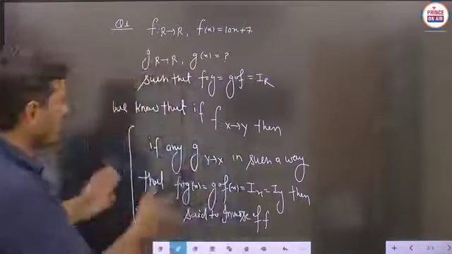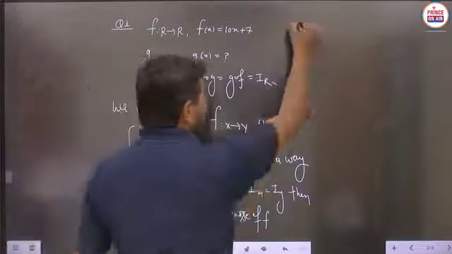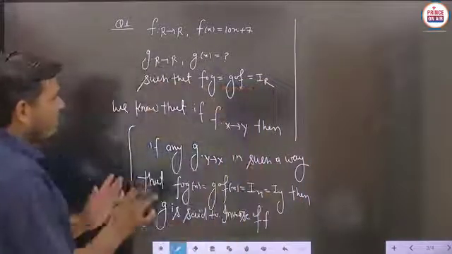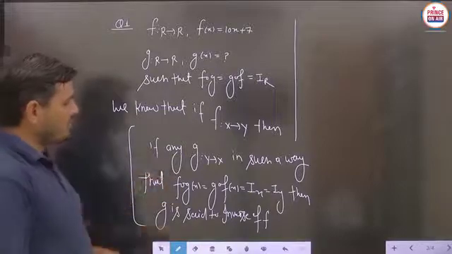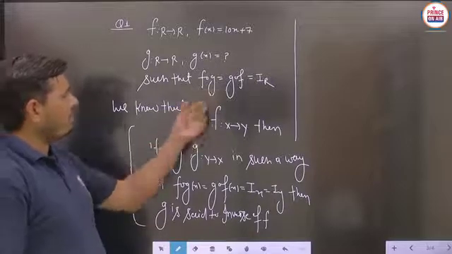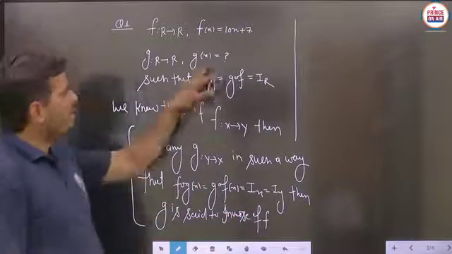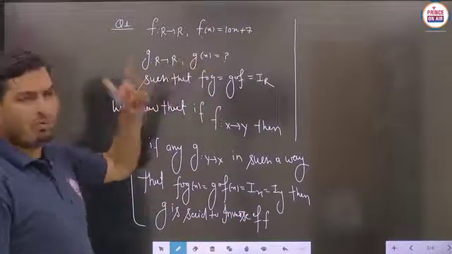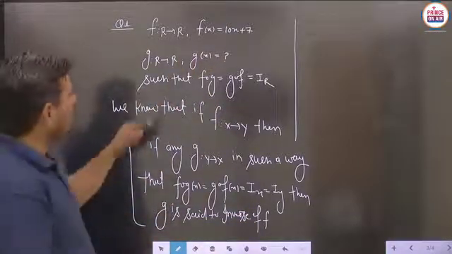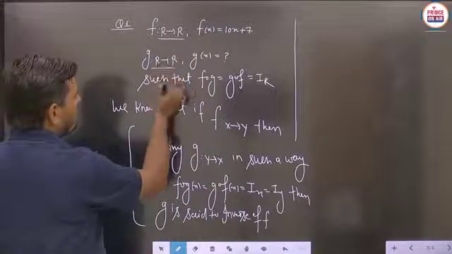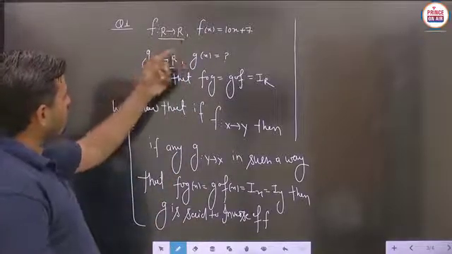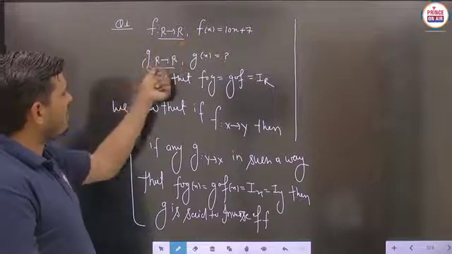So this theory part we can use in this question, and here the conditions are given in a very similar way. Here it is given that fog and gof are both the identity function of x, then definitely you can say that g is the inverse of f. Here you can just check the domain and codomain, from X to Y then Y to X. There should be no problem, because this is R to R, this is R to R.